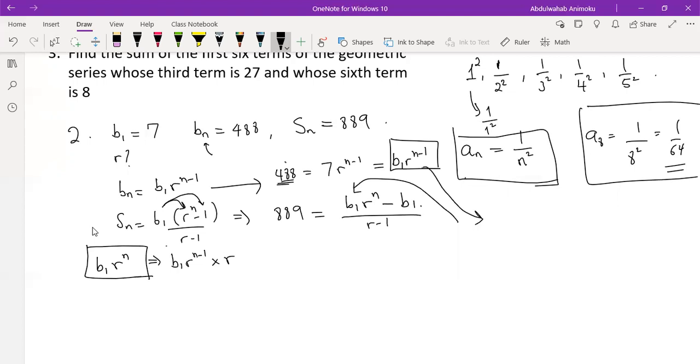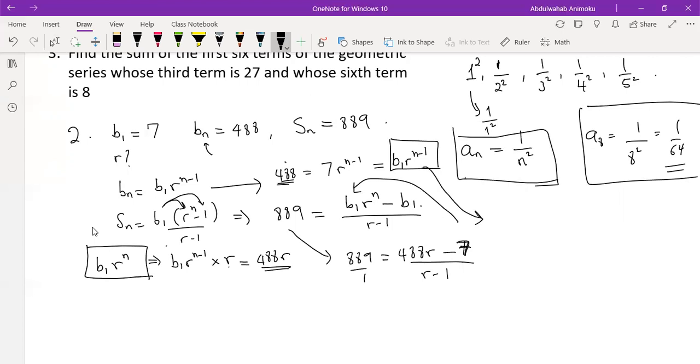So now this gives us what? B1 r raised to power n minus 1 is just 488, right? Times, then you have your r. So this is just the simple trick I was talking about. Now we can continue from here. So 889 would be equal to, instead of B1 r raised to power n, I'll have 488 r, then minus B1, which is 7, all over r minus 1.